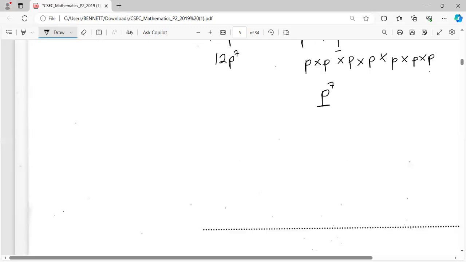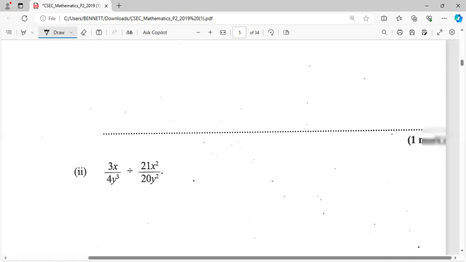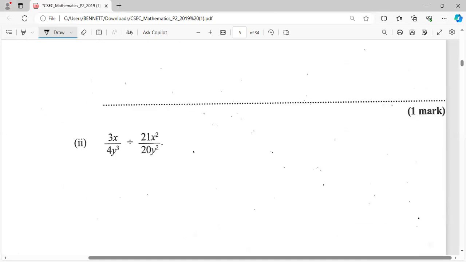Let's proceed. Let me see how many marks that was valued. That was 1 mark. So everyone should be able to get that 1 mark in the examination.